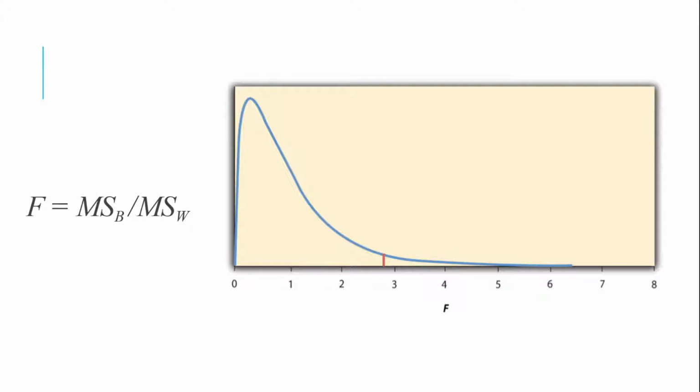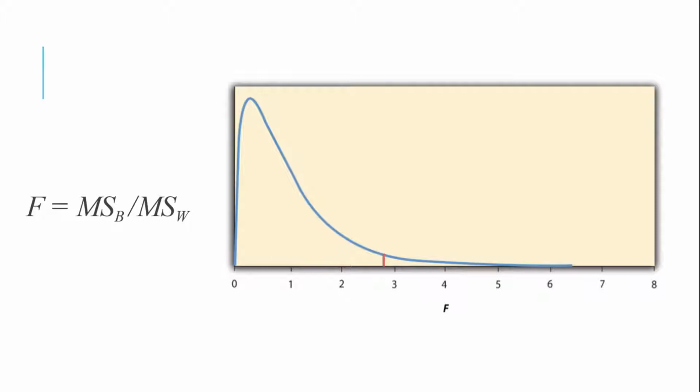One estimate of the population variance is called the mean squares between groups, or MS sub B, and is based on the differences among the sample means. The other is called the mean squares within groups, or MSW, and is based on the differences among the scores within each group. The F statistic is the ratio of the MSB to the MSW, and can therefore be expressed as F equals MSB divided by MSW. Again, the reason that F is useful is that we know how it's distributed when the null hypothesis is true.